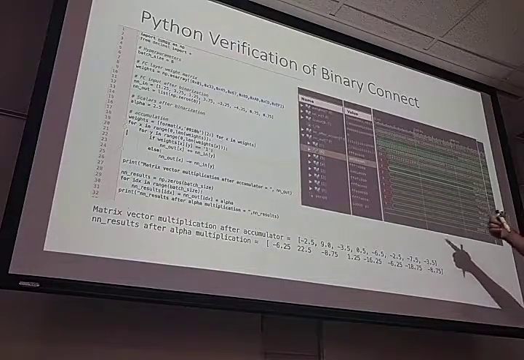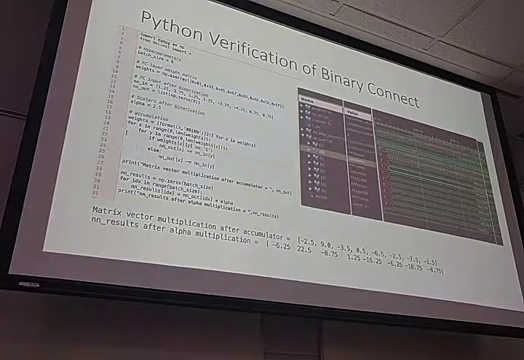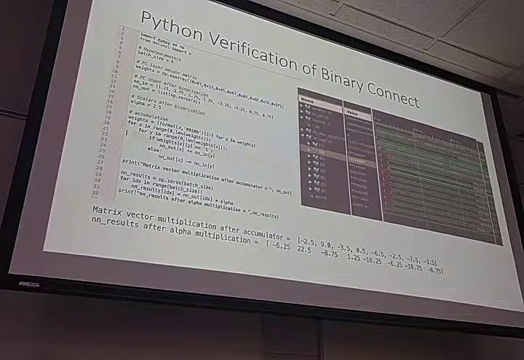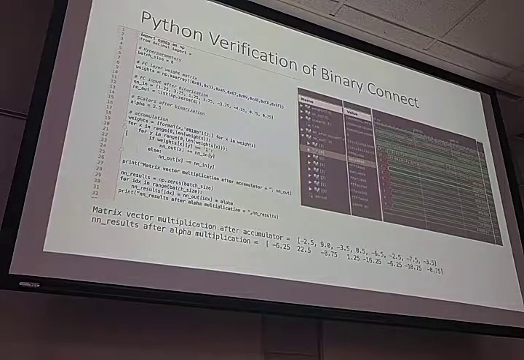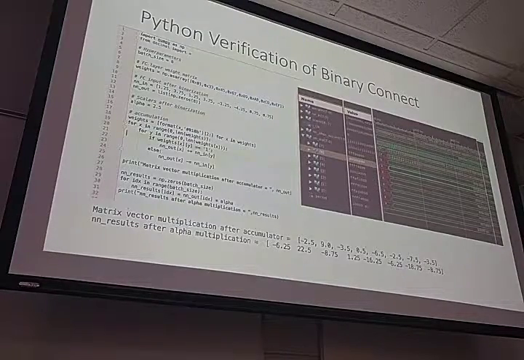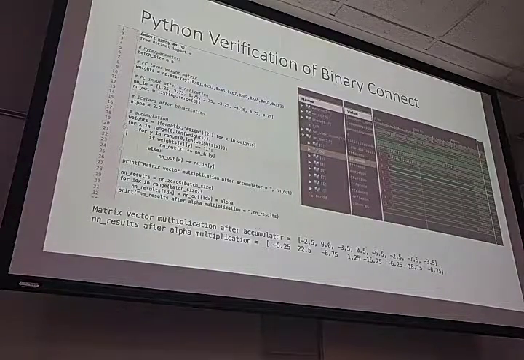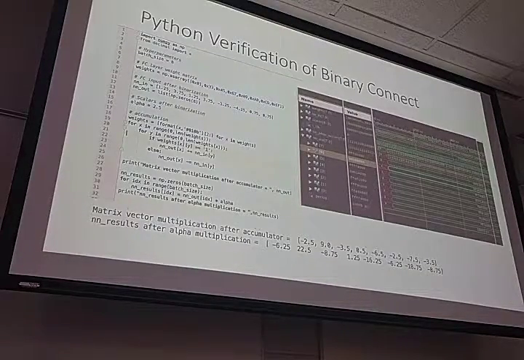So considering 0.0168000, it's basically 16 plus 6 plus 8 over 16.